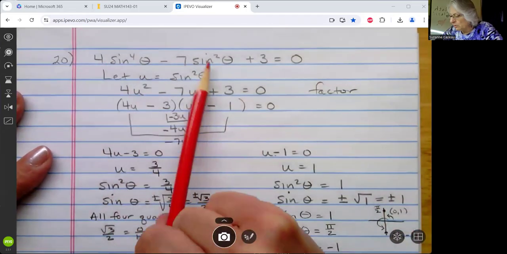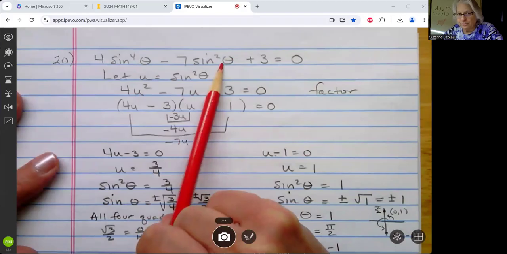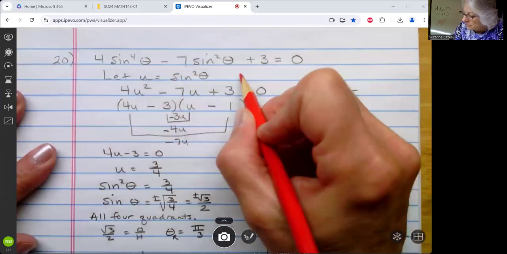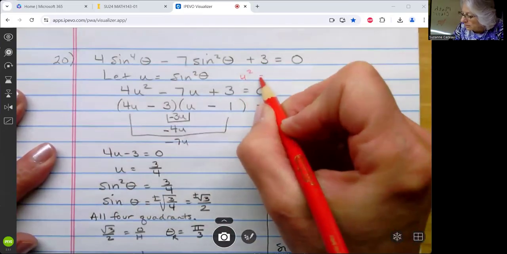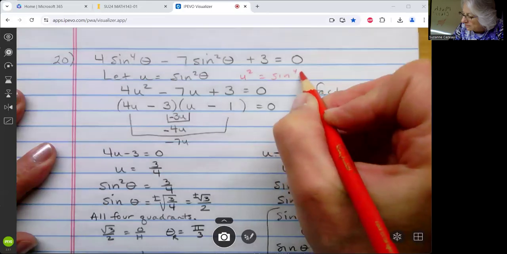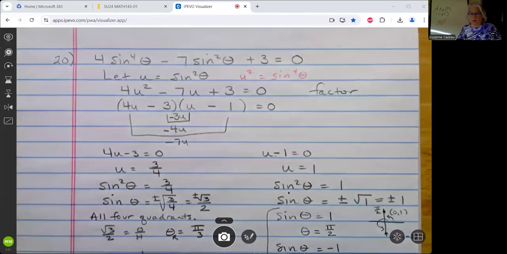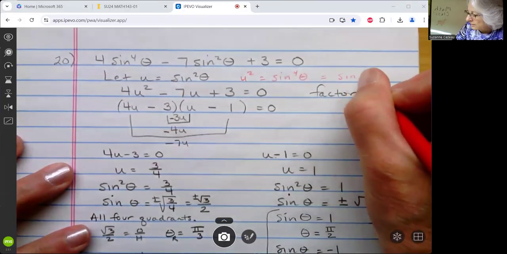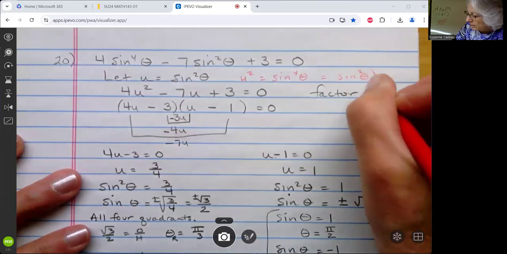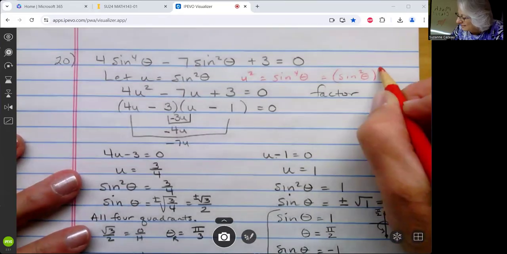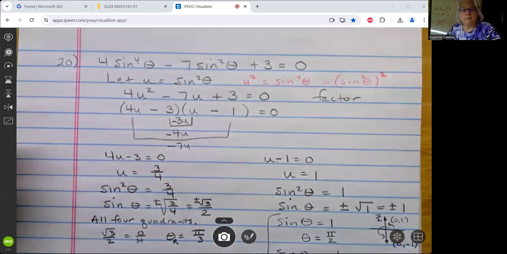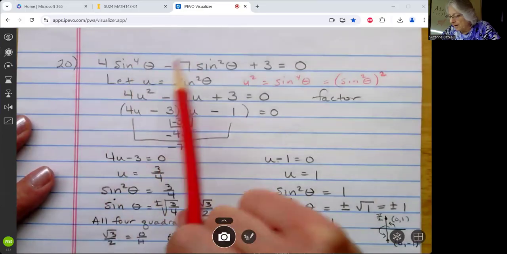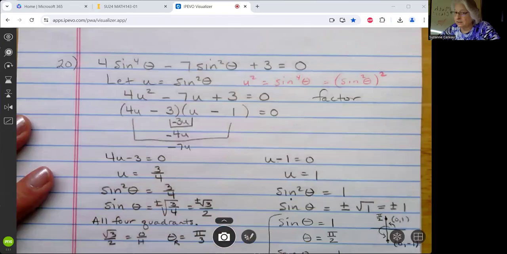If u equals sine squared theta, then u squared is sine to the 4th. I could even write that there. U squared then is sine of theta to the 4, which is the same thing as sine squared theta squared. Anyway, that means I've got 4u squared minus 7u plus 3 is 0.